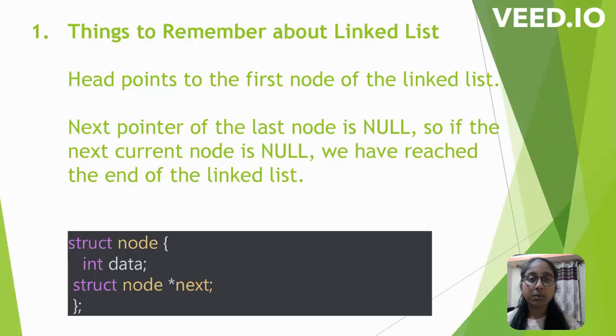Things to remember about the linked list. Head points to the first node of the linked list. The next pointer of the last node is null. So if the next of the current node is null, we have reached the end of the linked list. Here is the example for the structure node.